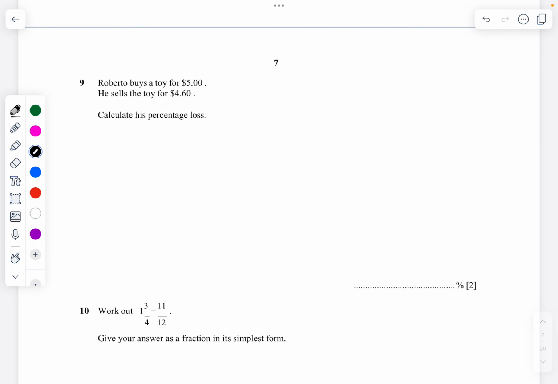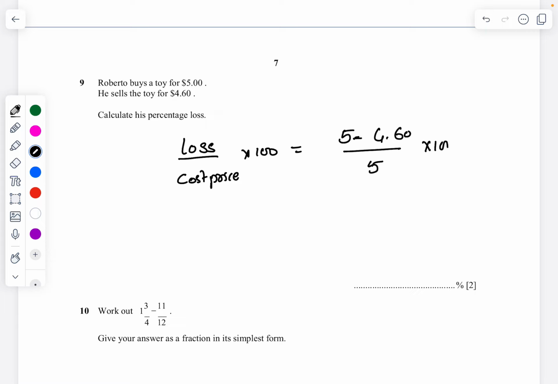Next question number 9. Roberto buys a toy for $5. He sells the toy for $4.60. Calculate the percentage loss. So loss percentage is loss by cost price times 100. What is the loss? 5 minus 4.60 divided by cost price, which is 5, times 100. So 0.40 divided by 5 times 100, which is 40 by 5, which is 8%.